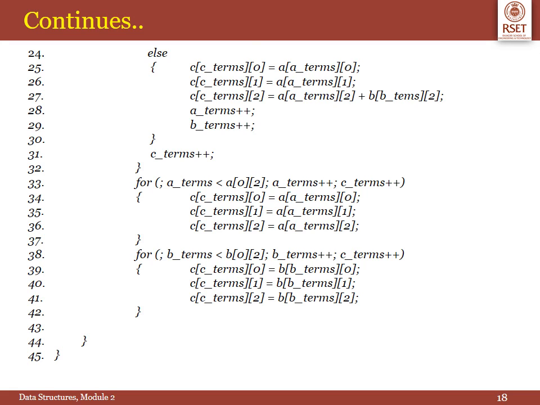And after that, if either of the matrices is over, then we need to copy the remaining elements from the other matrix. If the entries in the second matrix are over, then we need to copy the remaining elements from the first matrix. That is happening in line number 33 to 37. Else we need to copy from the second matrix. That is happening in line number 38 to line number 42.